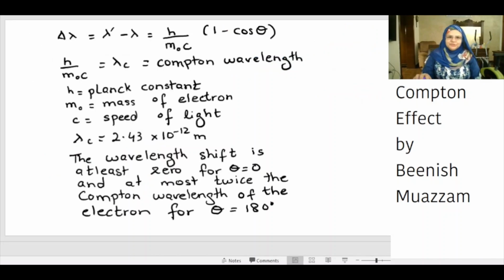Delta lambda, the change in wavelength, is equal to lambda prime minus lambda, which is equal to h over m naught c [1 minus cos theta]. H over m naught c is equal to lambda c, that is the Compton wavelength for electron. Here h is the Planck's constant, m naught is the mass of the electron, c is the speed of light, and lambda c comes out to be 2.43 times 10 raised to power minus 12 meters. The wavelength shift is at least 0 for theta equal to 0 and at most twice the Compton wavelength of electron for theta equal to 180 degrees.